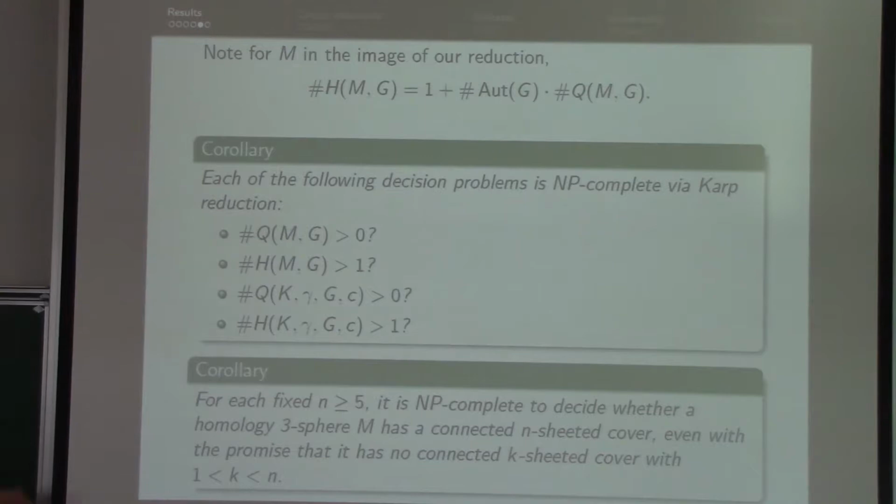So there's a very succinct corollary that comes from all of this. In the special case where you look at G as A5, there's a corollary that deciding if a homology three-sphere has a connected 5-sheeted cover is NP complete. And we can do a little bit more. We can actually promise that it has no covers of smaller degree. And there's nothing special about 5 as long as you pick an n bigger than 5. So n could be a trillion, and it's NP complete to decide whether a homology three-sphere has a trillion-sheeted cover, even if you already know it doesn't have any covers of smaller degree.